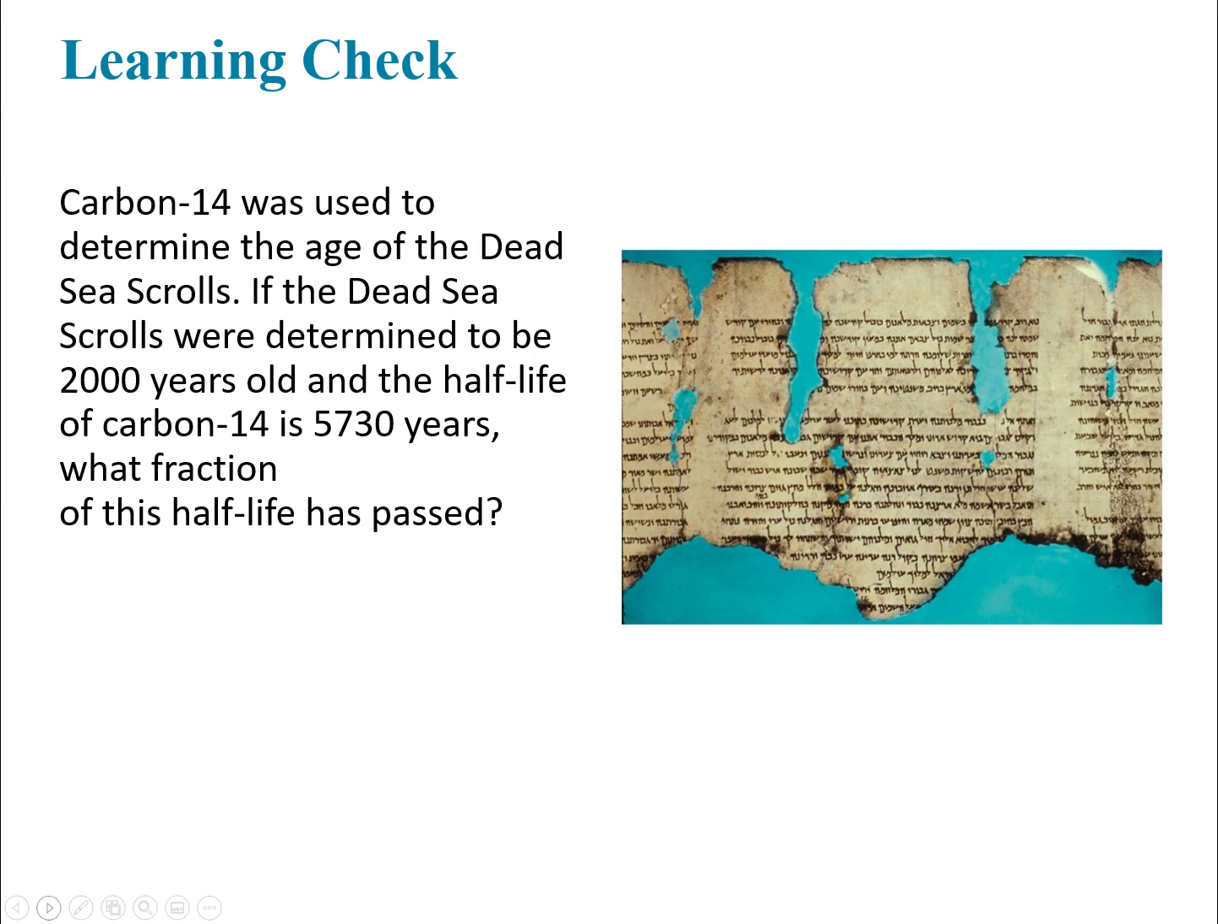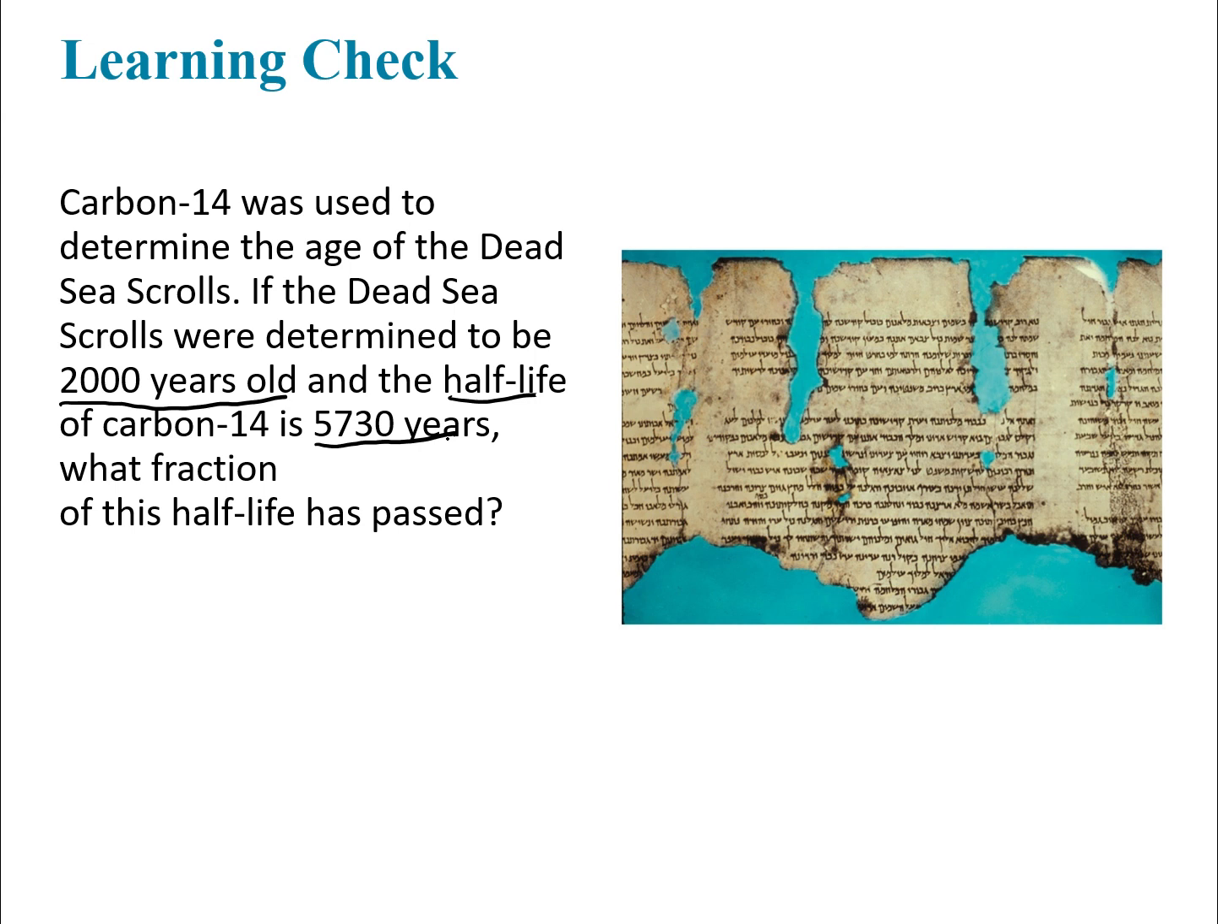So carbon-14, it's used for carbon dating. So fossils, any kinds of remnants of ancient civilizations, things like that. And it was used to determine the age of the Dead Sea Scrolls. If the scrolls were determined to be 2,000 years old, and the half-life of carbon-14 is 5,730 years, what fraction of this half-life has passed?